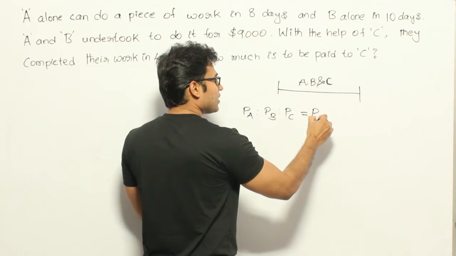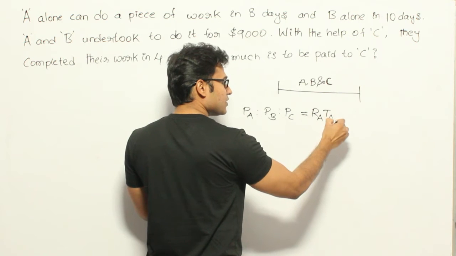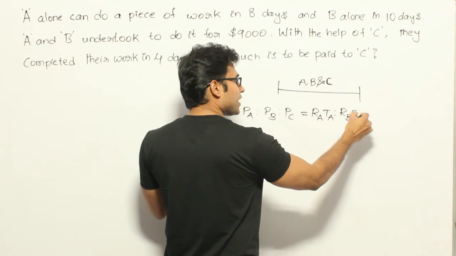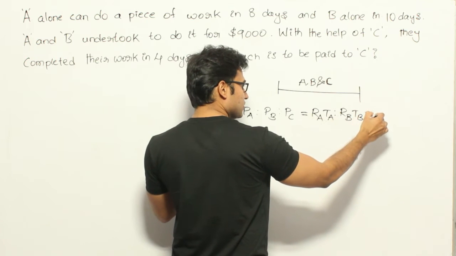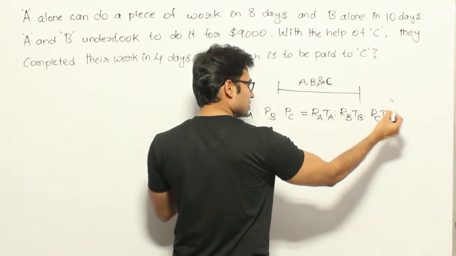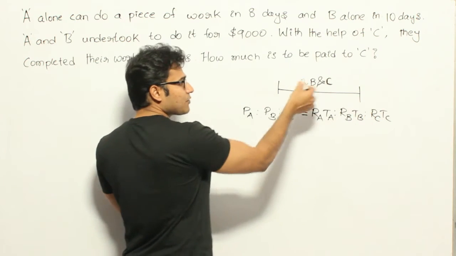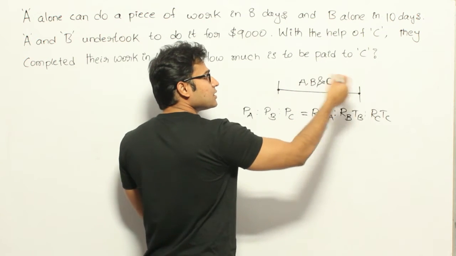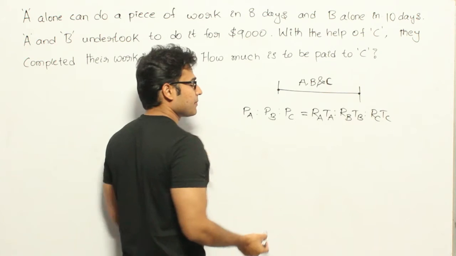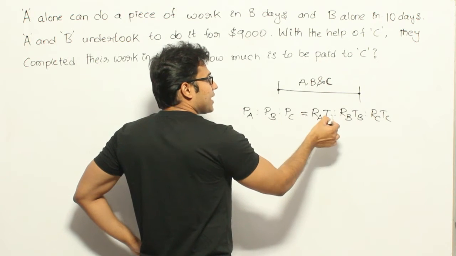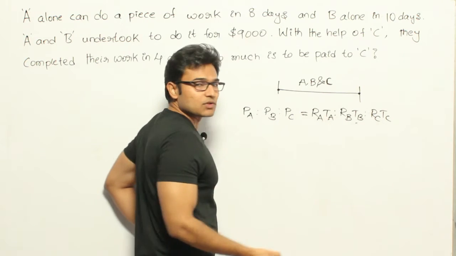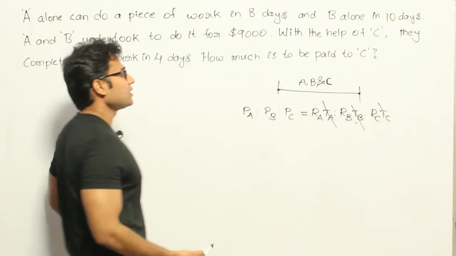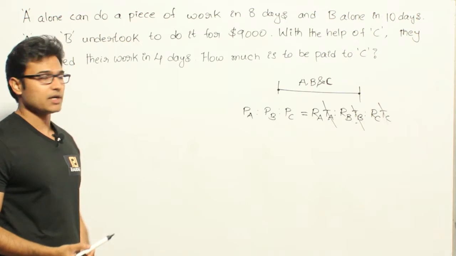Which means the rate at which A works into the time for which A works on the project is to the rate at which B works into the time for which B works on the project is to the rate at which C works into C's time. Now since all of them have started the project at the same time and it gets finished at the same time, the times of A, B and C are the same, so we can cancel it off. So in this case it is directly proportional to the rates, right?